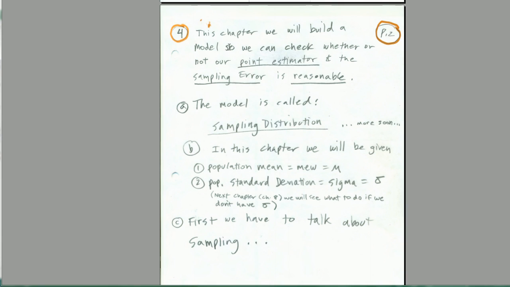So in this chapter, we're going to build a model so we can check whether our point estimator, either X bar or P bar, and the sampling error, are those reasonable? Sometimes we're going to take a sample, and it won't be reasonable, which means it's not a good point estimator. Other times we're going to take a sample and we'll run our test, and it will be reasonable. And we'll say that, yeah, the point estimator is a fair representation for the population parameter. Again, the model that we're going to use here to help us decide whether our point estimate is reasonable is called the sampling distribution. But first, before we talk about the amazing sampling distribution, let's talk about sampling.